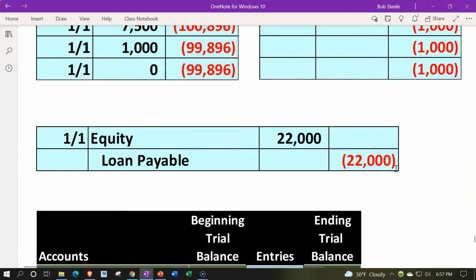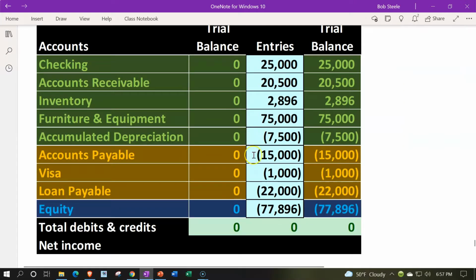Then we got the loan payable. I believe this is the last one. It's a liability. We increased it with a credit. The other side we just dumped into equity at the $22,000. So now we got the loan liability increased to $22,000. The other side got dumped into equity. Equity should now be what we want it to be because all of our other accounts are what we want them to be. And we put everything else to equity.